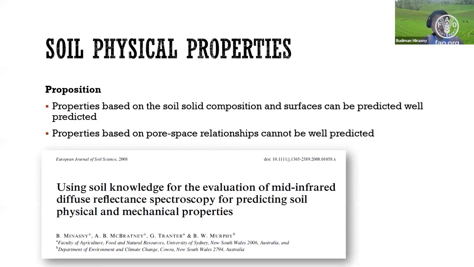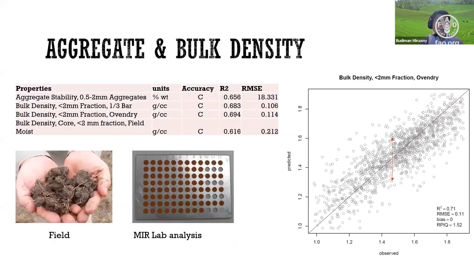And finally, we'll talk about soil physical properties. So the proposition again is that properties based on soil solid composition and surfaces should be well predicted. But if it's a pore space relationship, it shouldn't be well predicted. We'll talk about it later. And people want to know, well, can it predict bulk density or not? And the answer is maybe an indication, but we have to realize what mid-infrared actually measures. So this is a field. This is going to affect the bulk density, right? About the aggregation.